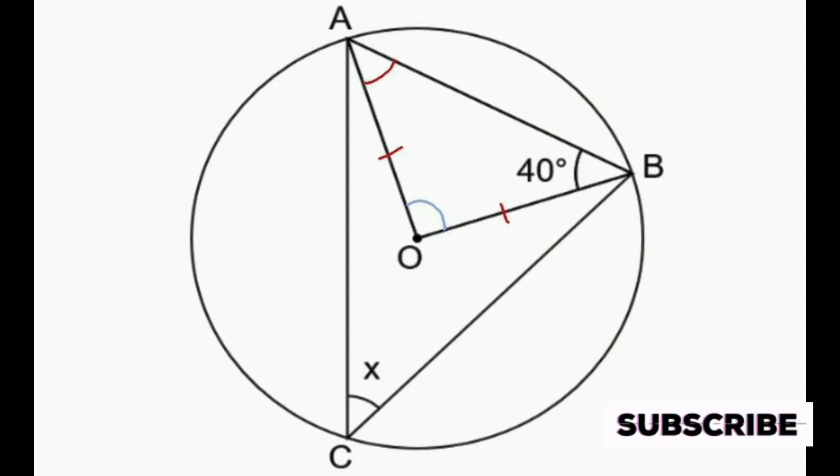So if the tip of the isosceles triangle is 100, it forms the theorem we studied yesterday. The angle at the center is twice the angle on the circumference. So that means x is 100 divided by 2, which becomes 50 degrees.